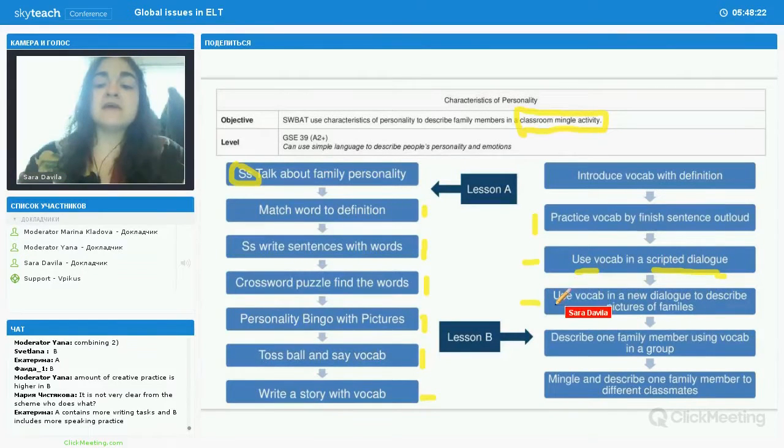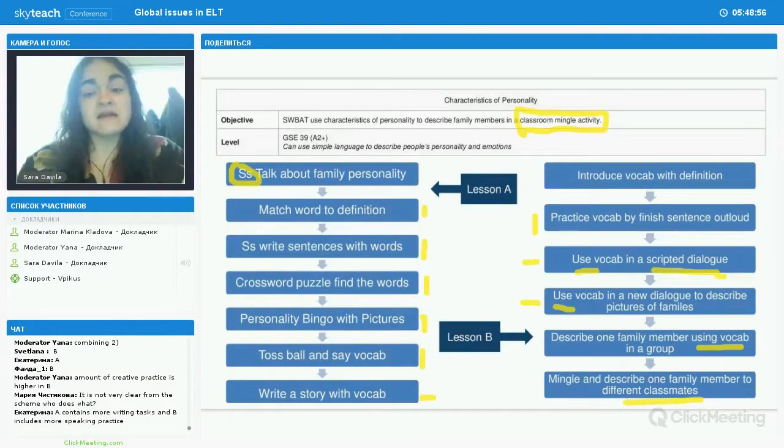In my next use activity, my students use the vocabulary and now they have a picture that they're going to use. They can use the scripted dialogue or they can be supported by a new dialogue that gives my students more freedom. By the time we get to describing the family member using the vocabulary, at this point there is no scripted dialogue. So in order for my students to use the vocabulary, they need to start internalizing that language and internalizing how to use those structures, which allows me to get to my final activity where my students can describe their family members with that classroom mingle.